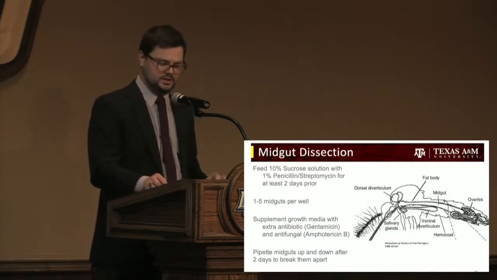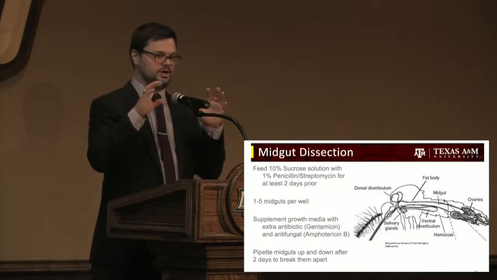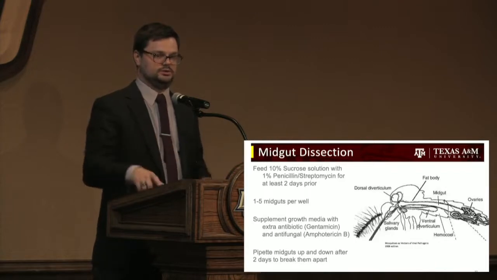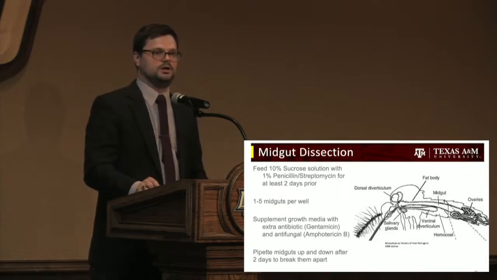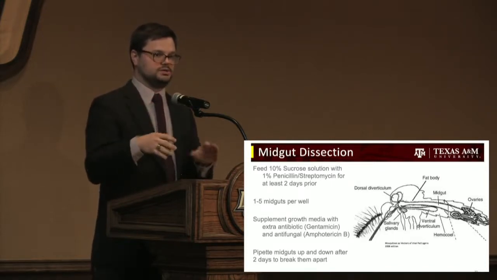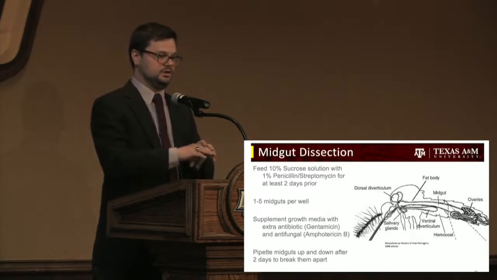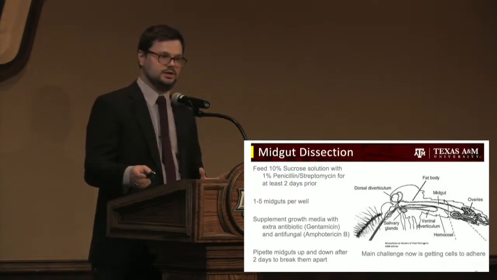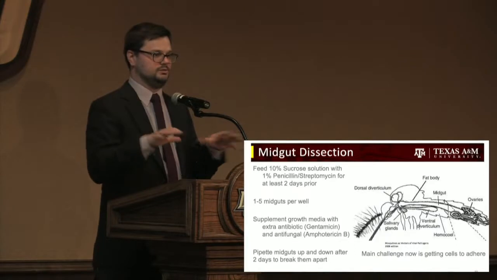And then something else, the midguts generally kind of just fall apart and their cells just kind of leak out and go do their own thing on their own. But I was finding that took a little longer than I wanted. And so after about 2 days, I just go in there with a pipetter and pipette them up and down. And that's enough mechanical stress on the midgut to really help them break up and expel many more cells.